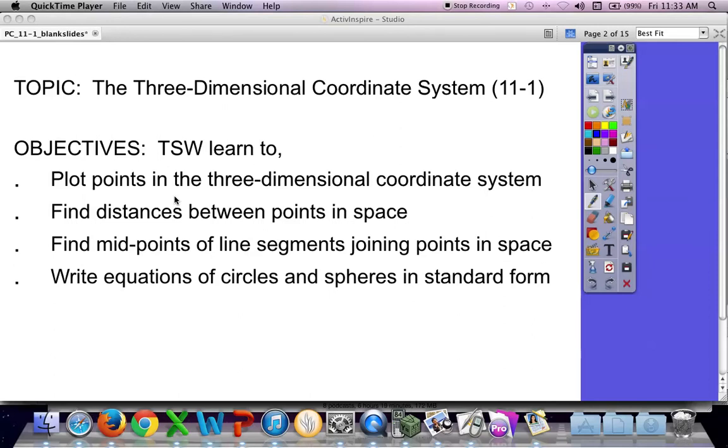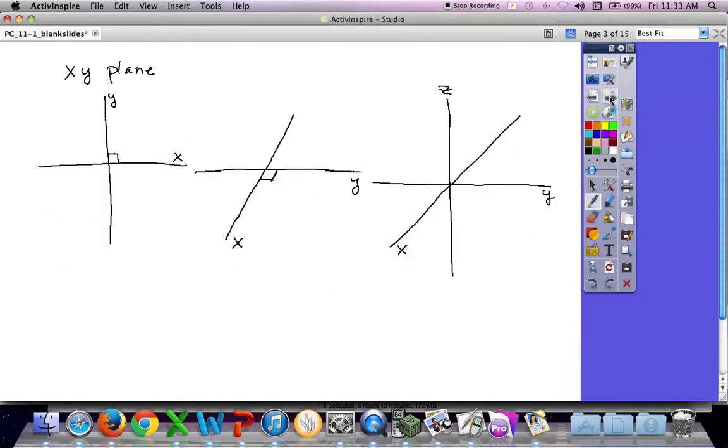Left and right and up and down. But now we are going to extend that into space, not the plane, but into space, where there actually are 3 dimensions. And that is very useful to us because that's the world we live in.